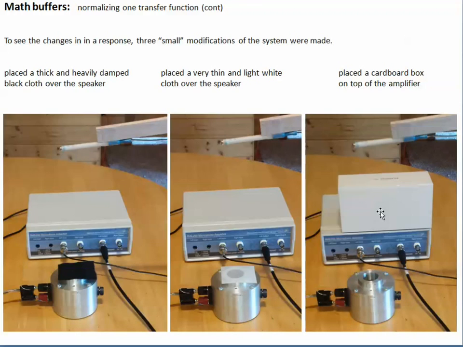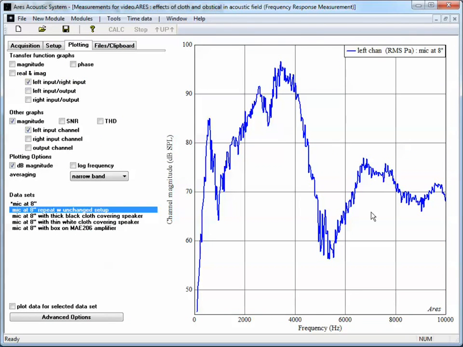And then I just put a cardboard box on top of the amplifier to change the environment a little bit and allow us to see what that might do. Obviously, we're probably going to get a reflection off that box, which will travel up to the microphone and have some kind of an effect. And the purpose of this demo is to be able to clearly see the effects of these 3 different environment changes. So I'm going to go back to Aries, and this already is the data from that microphone at 8 inches away without any modifications.